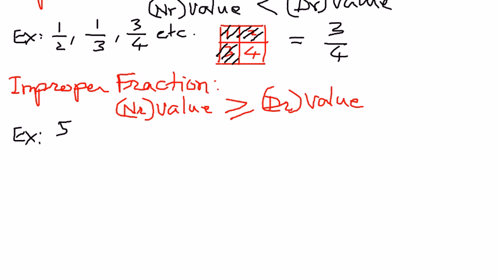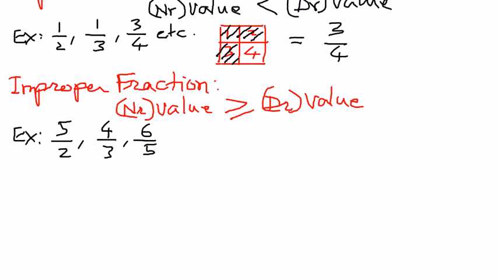5/2. If we have a number 5/2, 5 is in the numerator and 2 is in the denominator. 5 is greater than 2, therefore it belongs to an improper fraction. Another example is 4/3. 4 is in the numerator, 3 is in the denominator, so therefore this is an improper fraction.